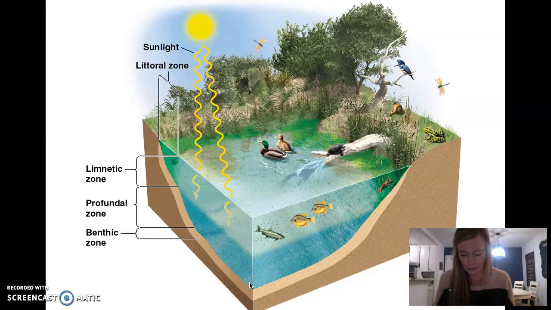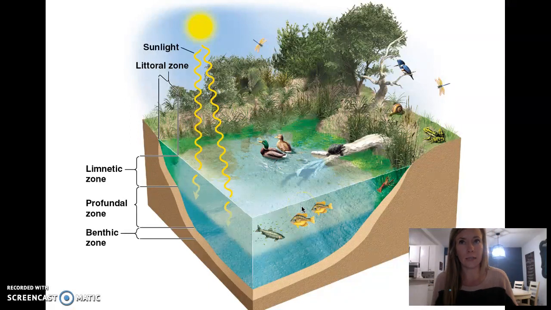Then we have the limnetic zone, which is the open portion that's really far from shore. So this is the shore, that's the open portion that's far away from shore. The sunlight does go through the limnetic zone, so photosynthesis can happen. So we have phytoplankton, which are using photosynthesis to make food, and then the zooplankton eat those, and then invertebrates and fish can feed on the zooplankton. So there is more life happening here, because the sunlight allows for phytoplankton to live and make energy.